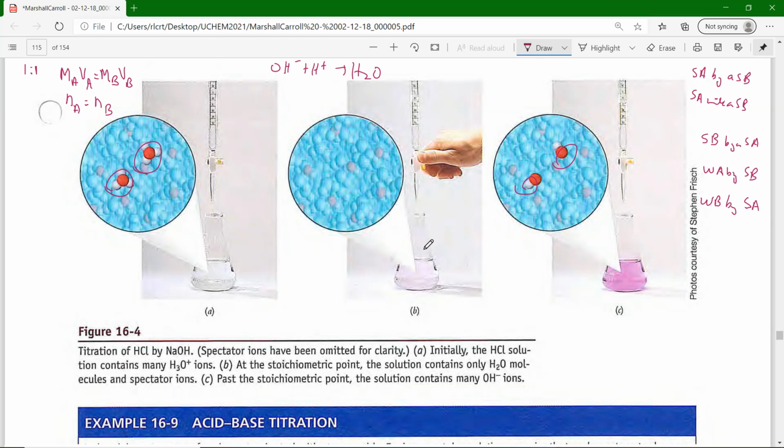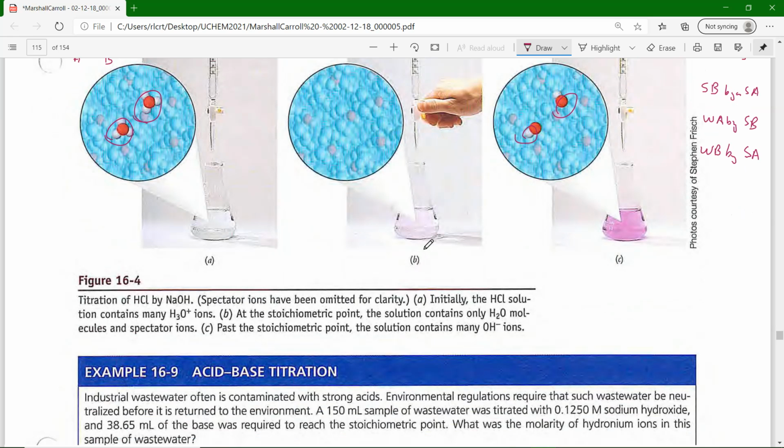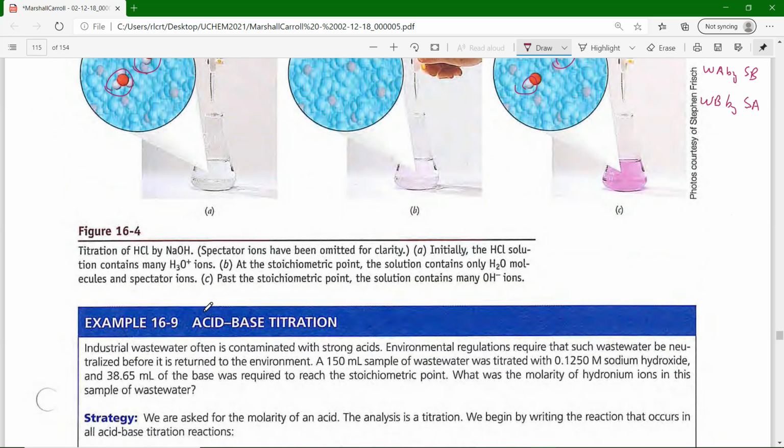Okay, so we have here, I don't want to look at the answer yet, I want to just try it my way. Industrial wastewater often is contaminated with strong acids, for sure. Environmental regulations require that such wastewater be neutralized before it is returned to the environment. A 150 mL sample of wastewater was titrated with 0.125 molar sodium hydroxide. 38.65 mL of the base was added. So typically 2 decimals are used in burette data to reach the stoichiometric point. What was the molarity of the acid, the hydronium ions, in the sample wastewater?